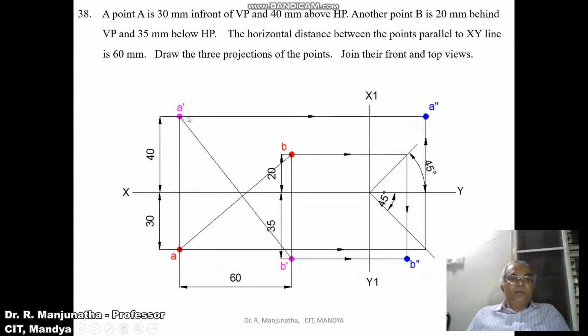So draw a horizontal projector from A dash to the profile view. So this is the profile view here, and adjacent to it is the top view. So we have got the front view distance in the profile view. Now we need to take the top view distance. The top view distance is vertical here, so that has to be transferred into the horizontal distance.